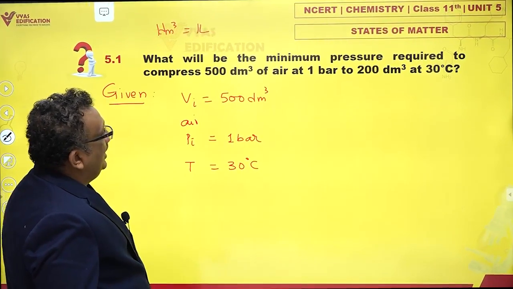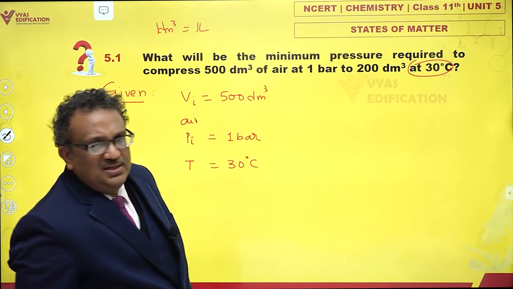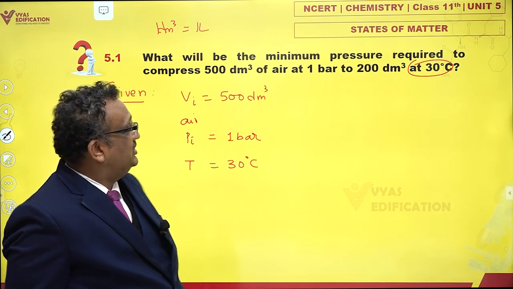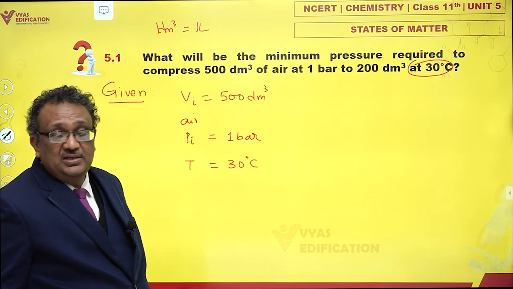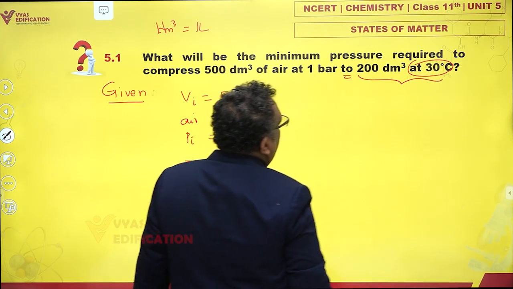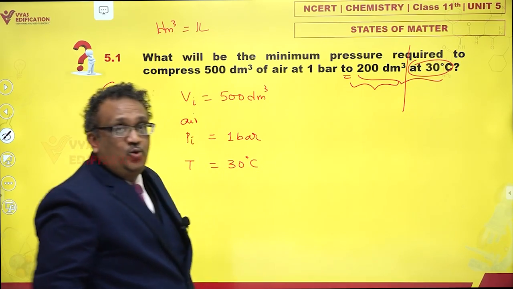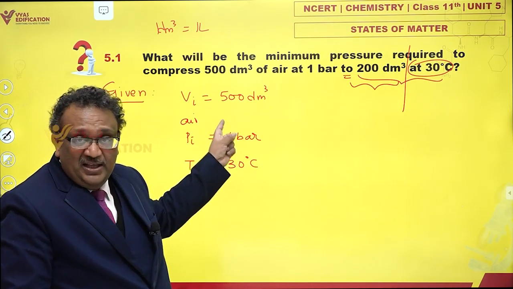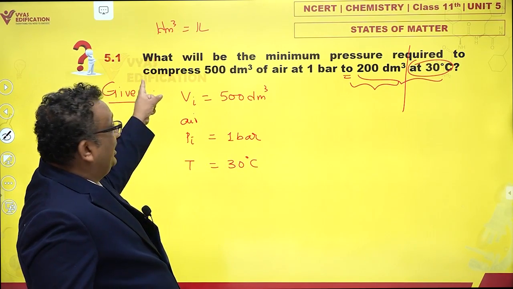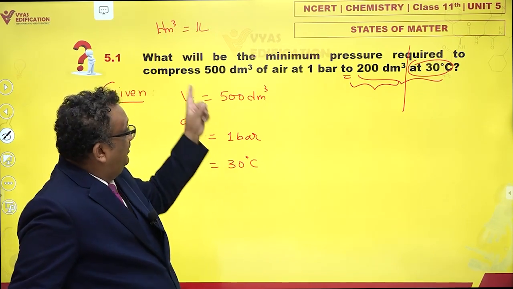Now, at 30 degrees Celsius, what is this? This looks like temperature. There are two meanings which could be attached. They have not given it as constant. The way the grammar has been framed, it's not very great, because initially, I'm very clear, initially it is 500 decimeter cube. Initially it is at 1 bar, fine.